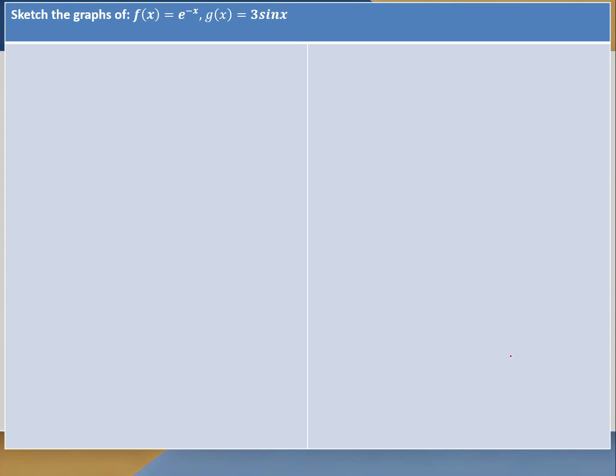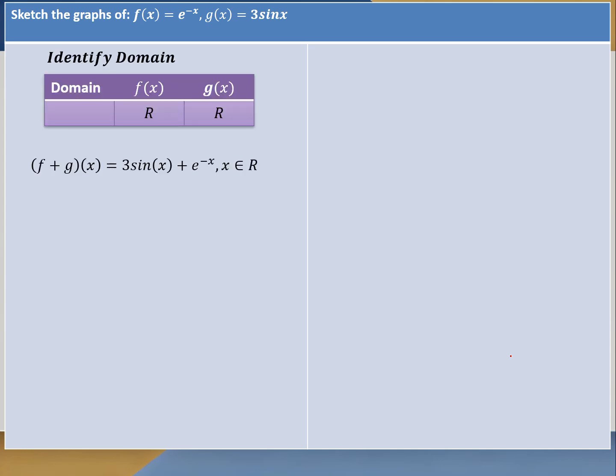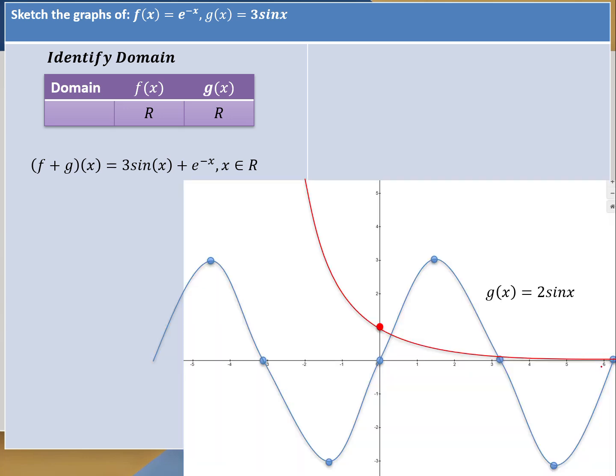Let's look at sketching. We're sketching the graphs of f of x equal to e to the power of negative x, and g of x equal to 3 sine x. The first thing to do is check the domain and make sure that we're talking about the same area. If we were, we'd be restricting based on what is common. The next step is to graph 3 sine x separately and e to the power of negative x separately. I'm not going to go over how to graph those, because we've already covered it. I'll just place them there and talk to them.